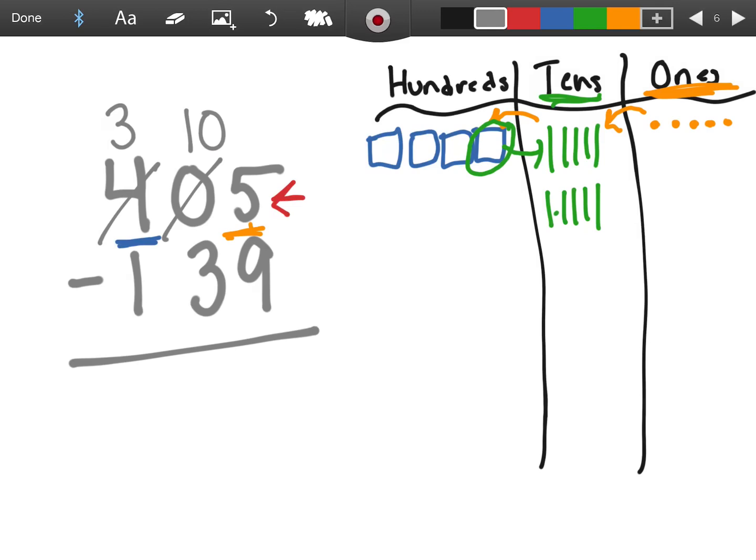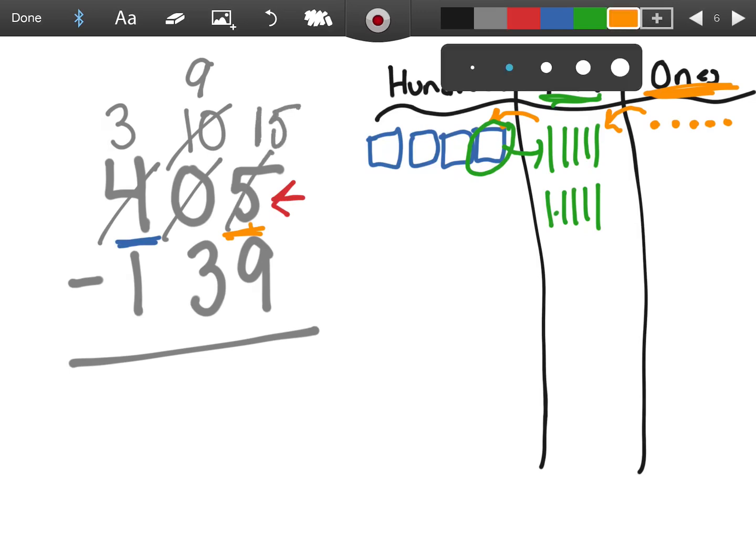So we have 5 ones. Want to take away 8. Let's call up next door and borrow 10. That 5 then becomes a 15. And we are going to draw those over here. So we called up the 10. We borrowed 10.